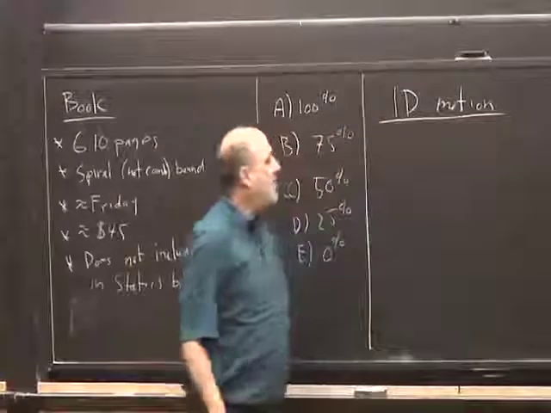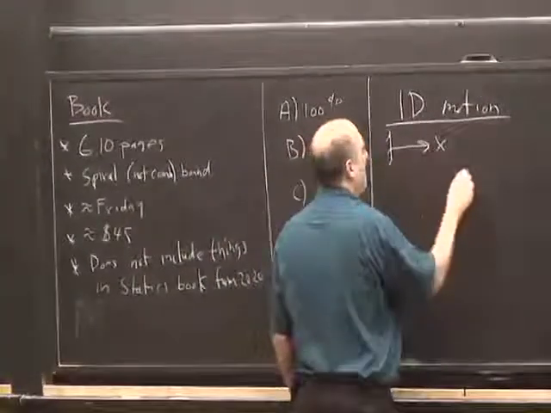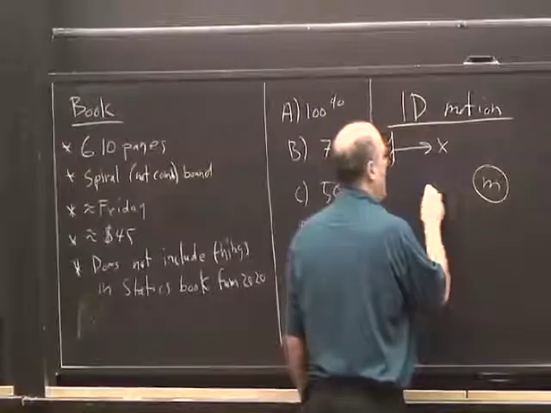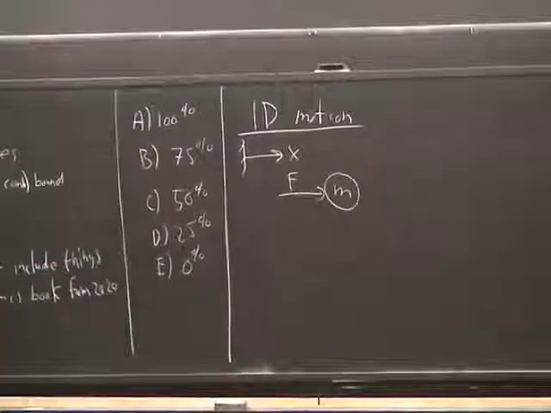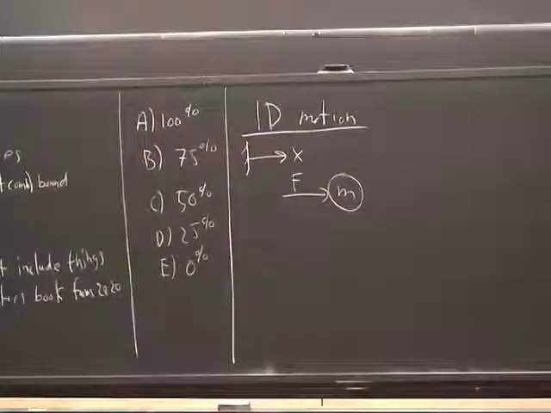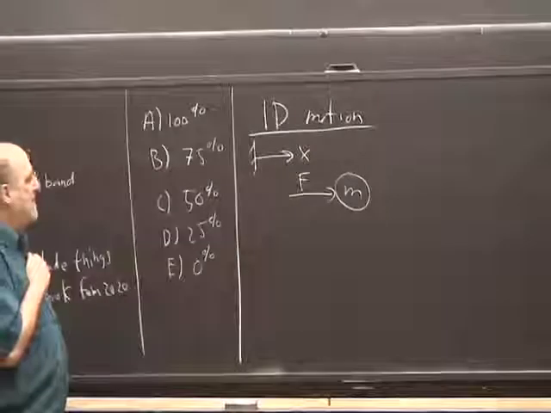So we're still doing 1D motion. The overall picture we have of this thing is that we have an x, we have some mass here, and we have some force. And our sign convention always has to be, for these 1D problems, that force, position, velocity, and acceleration are all in the same direction.